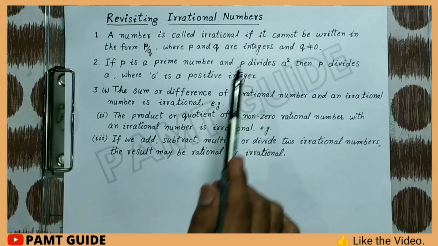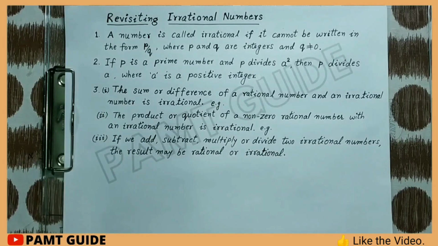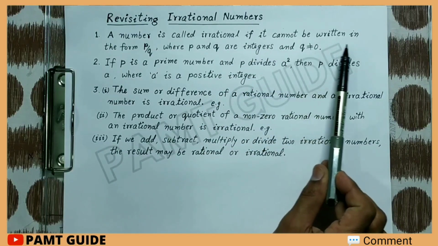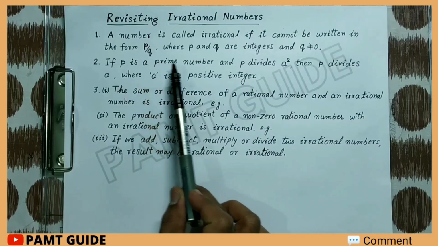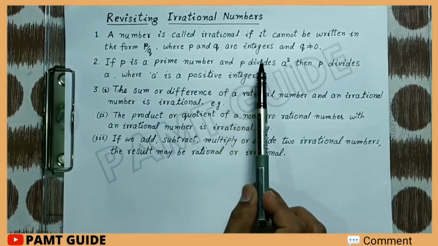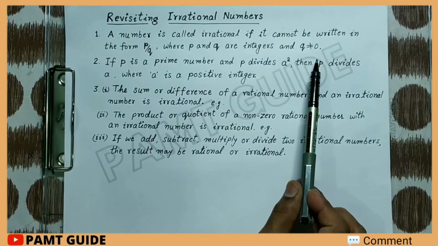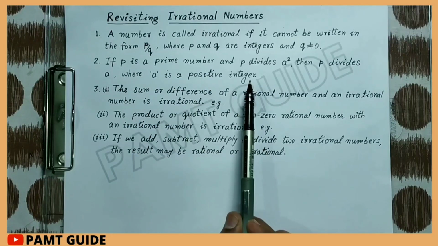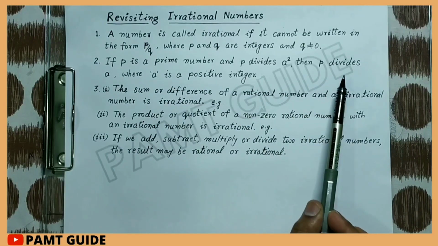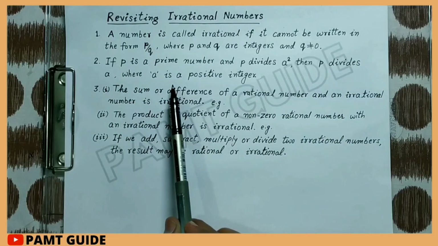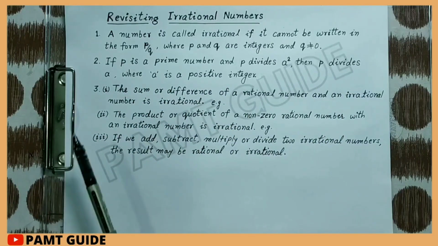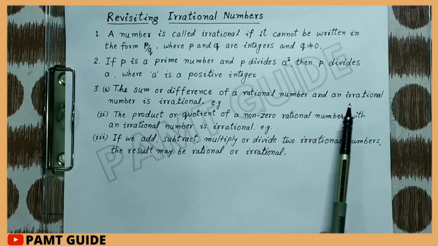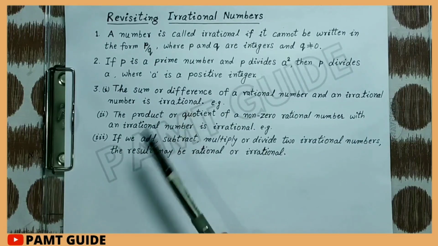Revisiting irrational numbers. Number 1: A number is called irrational if it cannot be written in the form p by q, where p and q are integers and q is not equal to 0. Second, if p is a prime number and p divides a square, then p divides a, where a is a positive integer. And third, the sum or difference of a rational number and an irrational number is irrational.